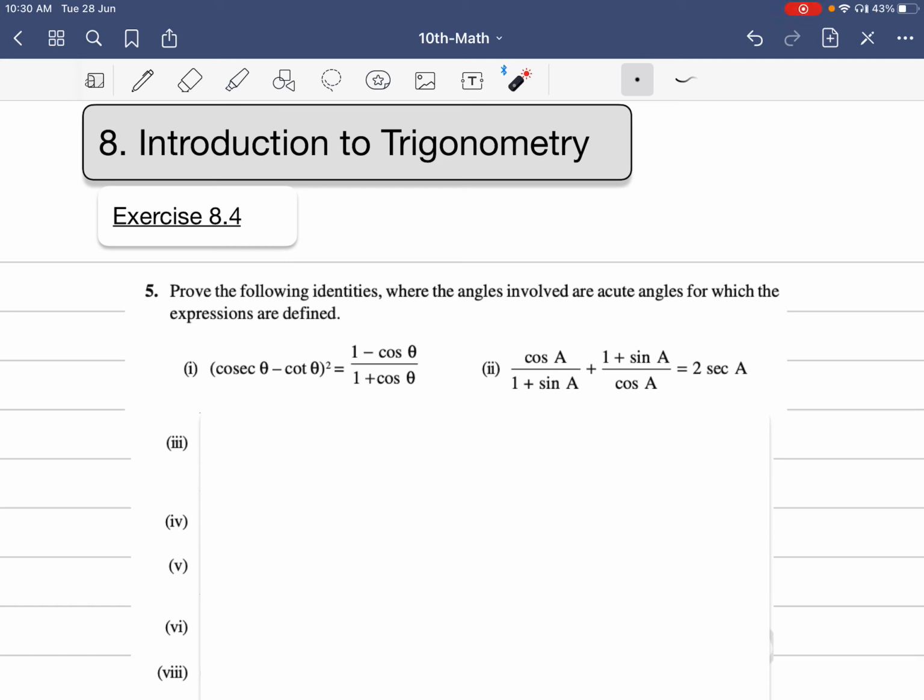So in this video, we're going to continue our problems from exercise 8.4, and we're going to see problem number 5. Let's read what the problem is.